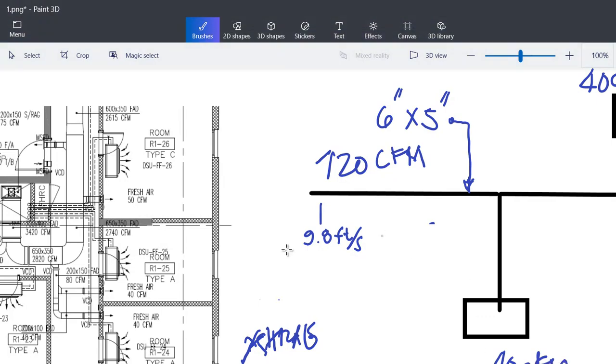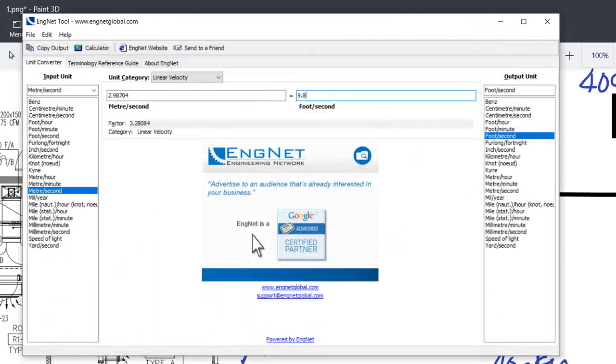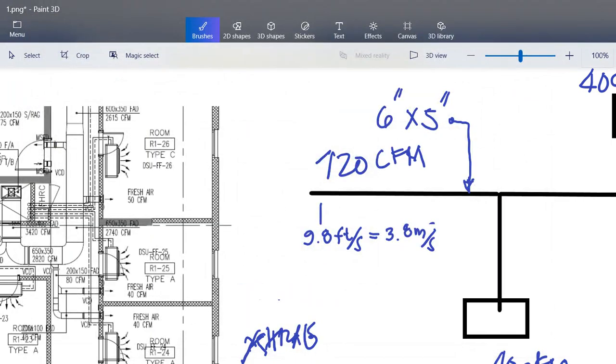That is almost equal to 3.8 meter per second. 3.8 pala. Sorry, that is 3 meter per second. So let's change this one to 3 meters per second.